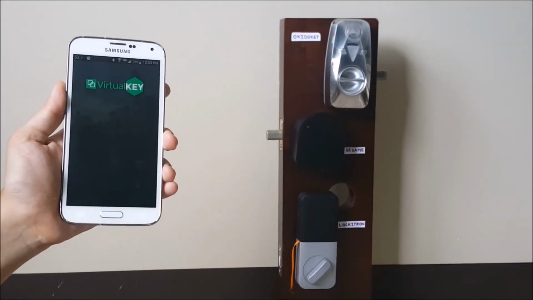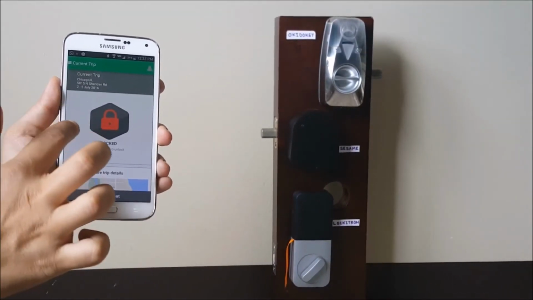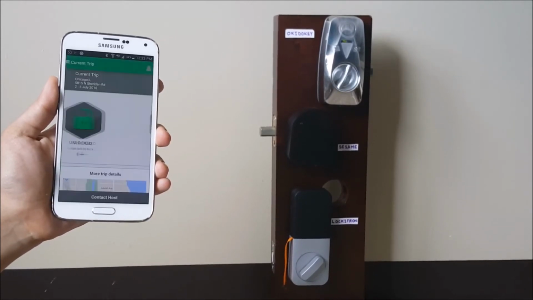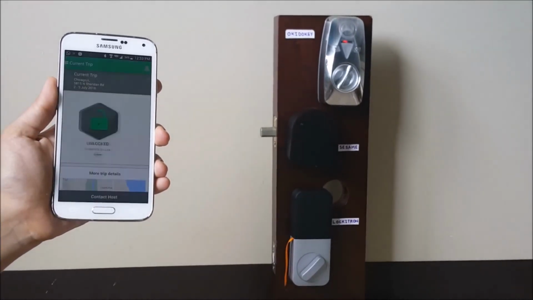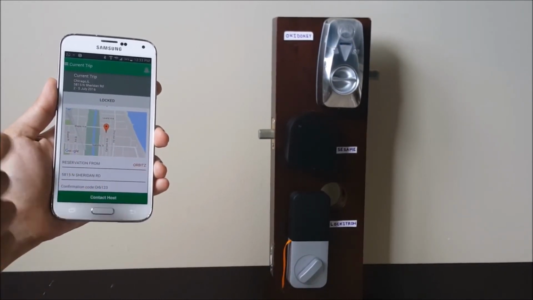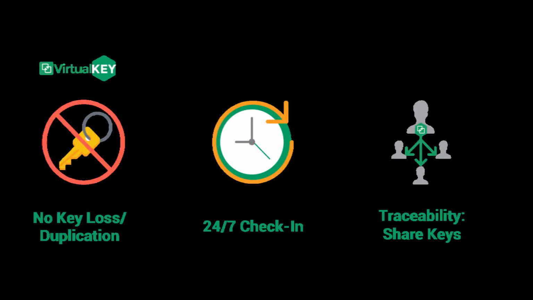The guest will use the virtual key app to lock and unlock the property. Then a simple swipe action will enable access. Guests can conveniently find property and host information. Virtual key is a secure and convenient way of key exchange.